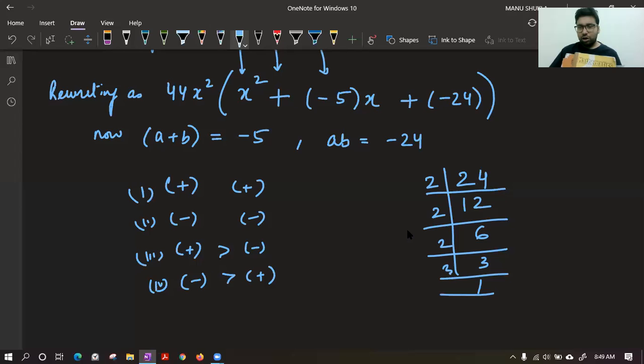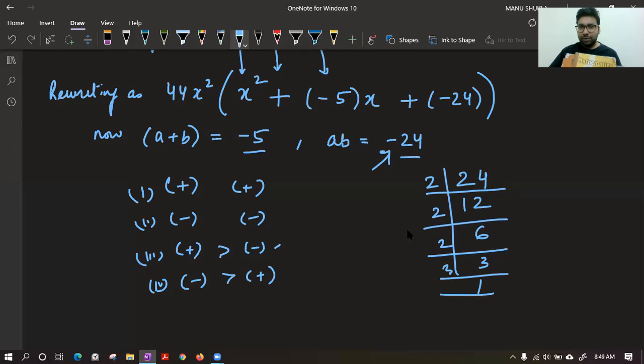You are saying one positive, one negative. Why both negative? If both are negative, can you get the product negative in that case? If both are negative, can you ever get the product as negative? If the sum is negative and the product is negative, that means one is positive, one is negative.